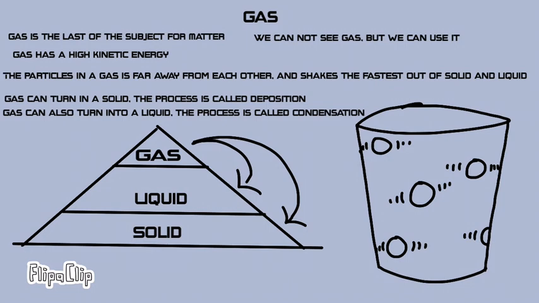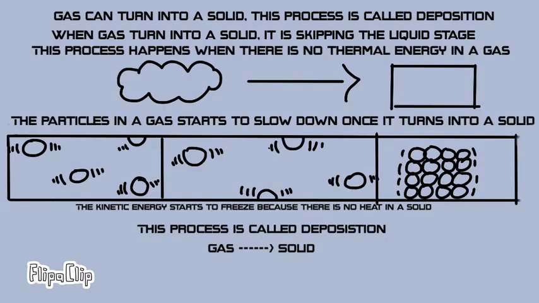Gas can also turn into a liquid. This process is called condensation. Gas can turn into a solid. The process is called deposition. When gas turns into a solid, it is skipping the liquid stage.